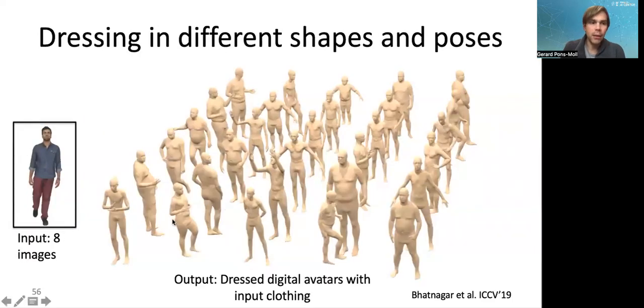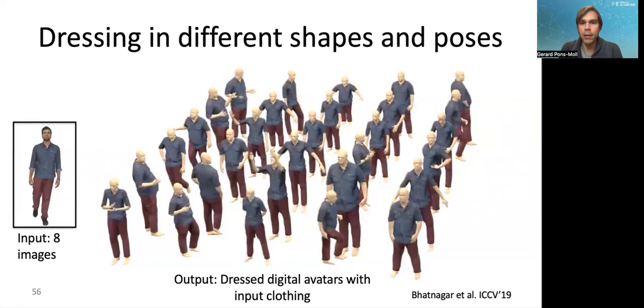Okay, so now you have 8 input images of a person rotating in front of the camera. Similar setup as before. You can estimate the body shape, the clothing, and then you can apply it to any body shape. As you can see here, these are 3D shapes from the Caesar data set, and those are clothed by just applying the displacements.